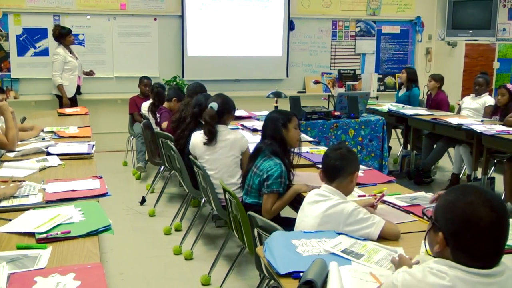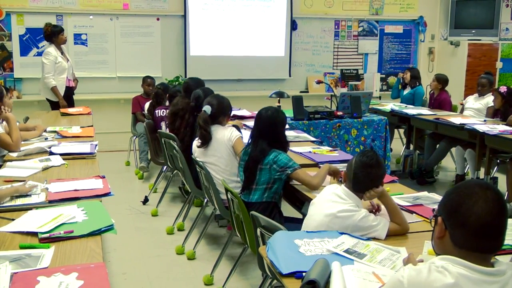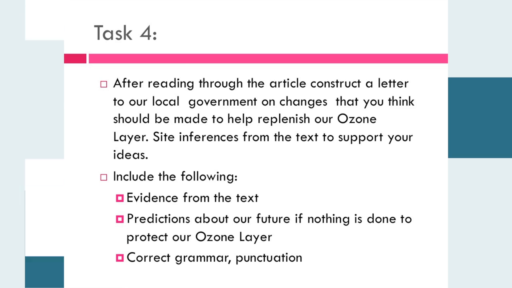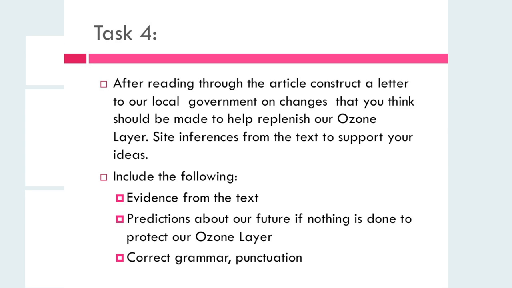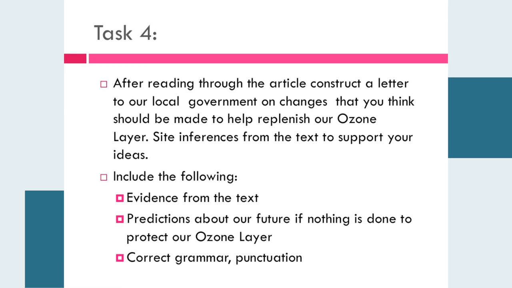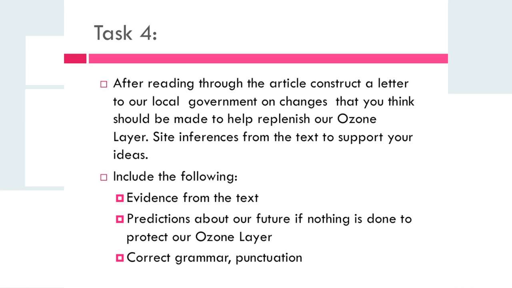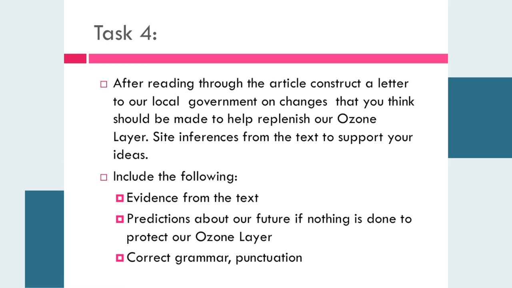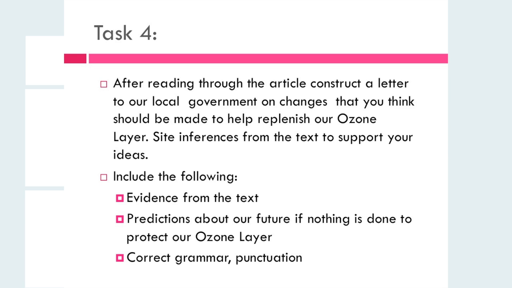Our last task for today, let's go ahead and read the first bullet. Ready and go. After reading the article, construct a letter to our local government on changes that should be made to help replenish our ozone layer. Cite inferences from the text to support your ideas. Include the following.